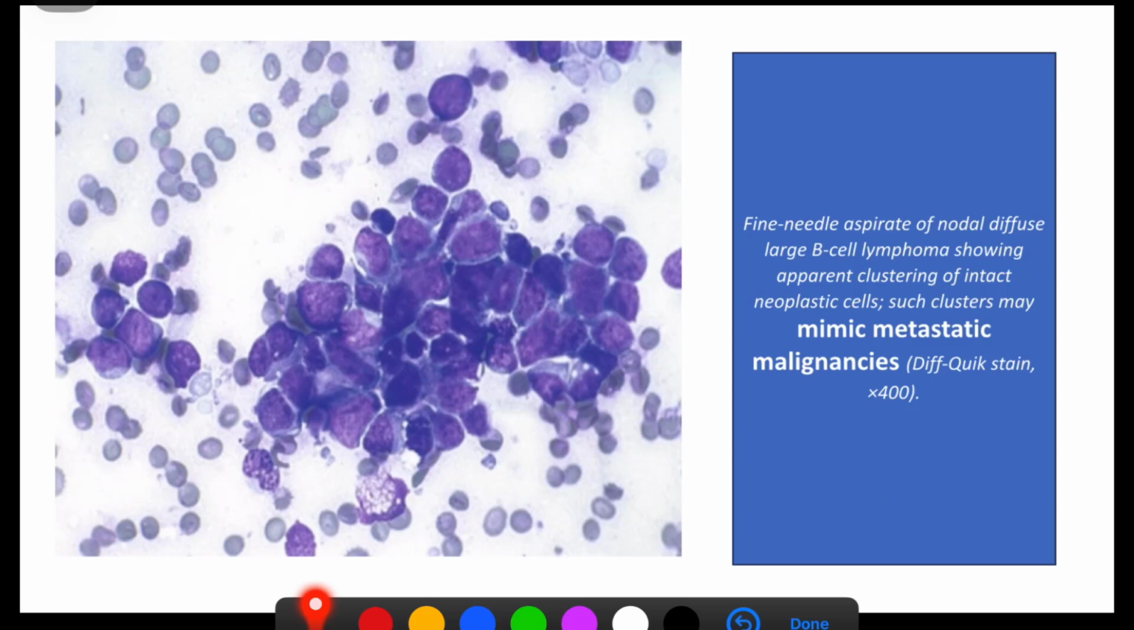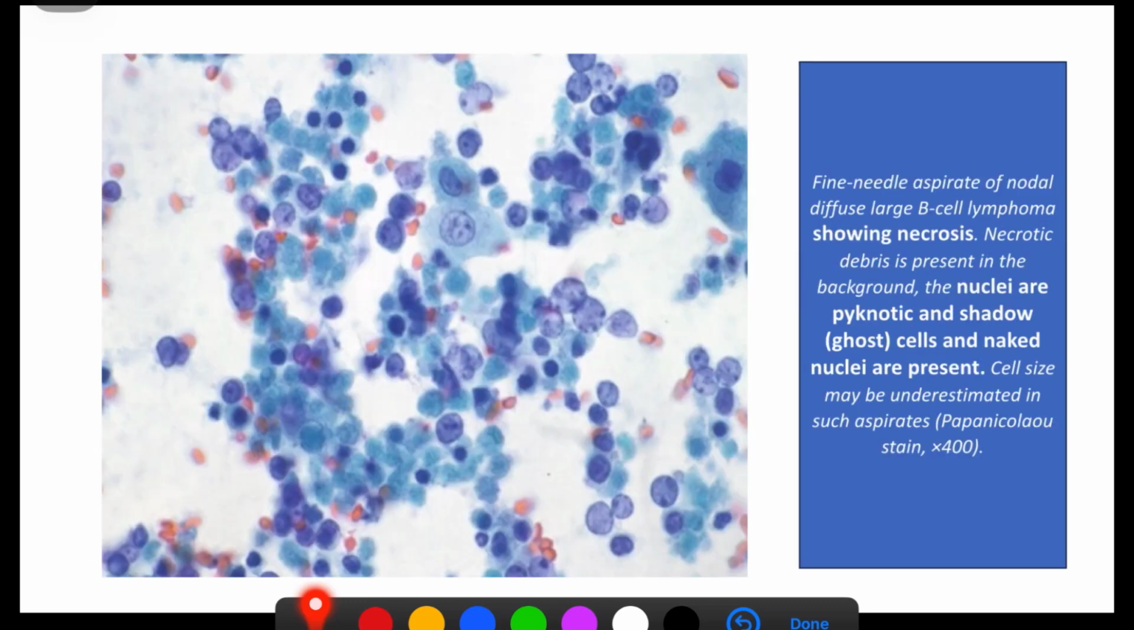Here again we can see large cells having a clustering effect, and some of the cells have intact cytoplasm, and it may mimic metastatic malignancy. But in all these cases, IHC is a must on the cell block.